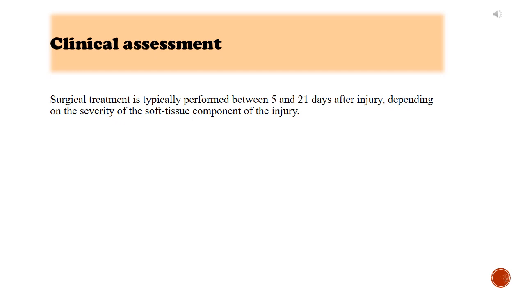Clinical assessment. Surgical treatment is typically performed between 5 and 21 days after injury, depending on the severity of the soft tissue component of the injury.